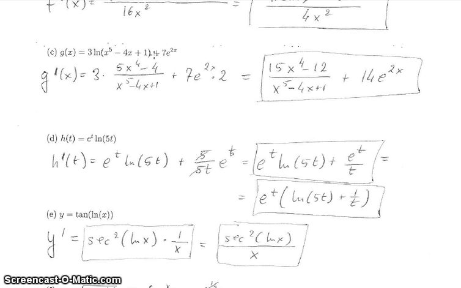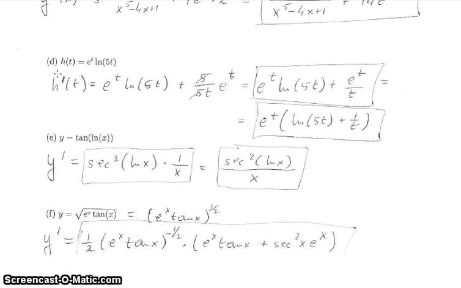And then the derivative of 7e to the 2x is 7 times chain rule, e to the 2x times the derivative of 2x, which is 2. And then to simplify, I multiplied 3 in the numerator here. So I get 15x to the 4th minus 12 in the numerator, divided by x to the 5th minus 4x plus 1 plus, and you multiply 7 and 2, so you get 14e to the 2x.